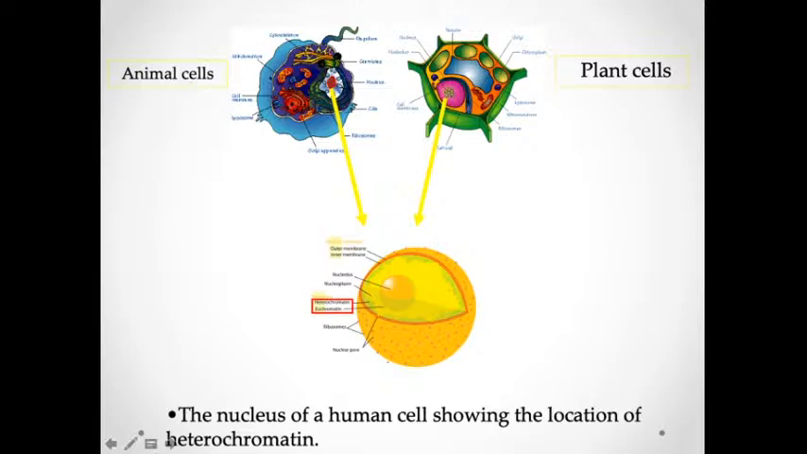So this is your animal cell, this is your plant cell. In both of them, you can see there is a nuclear envelope, then an inner membrane, then a nucleolus, then a nucleoplasm. These are ribosomes and nuclear pore. But here your heterochromatin is present outside, attached to your nuclear membrane, whereas your euchromatin is inside of this. So this is showing the human cell, showing the location of heterochromatin.